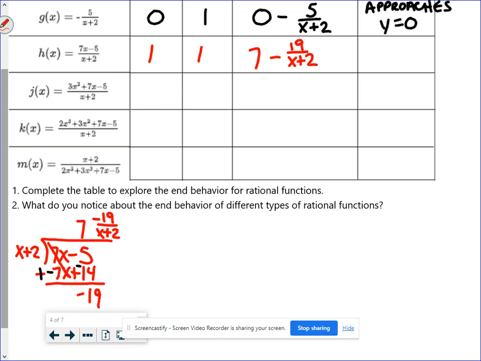For the end behavior, this is going to approach this part right here. It's going to approach y equals 7.